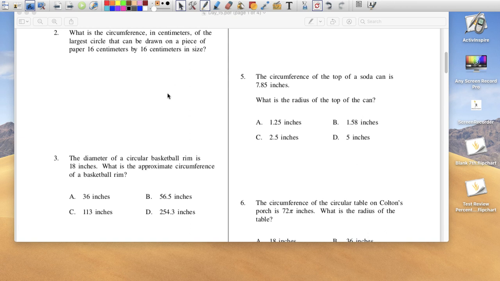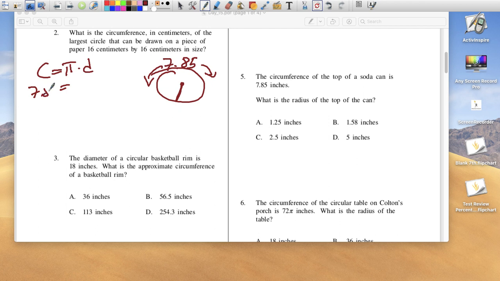The circumference of the top of a soda can is 7.85 inches. What's the radius of the top of the soda can? Again, we have the circumference, so you have to use this one. The circumference is 7.85, so 7.85 equals pi d, divided by pi. 7.85 divided by pi equals, my diameter according to this is 2.5 rounded. So the diameter is 2.5, which means the radius is half of that, or 1.25. Okay.